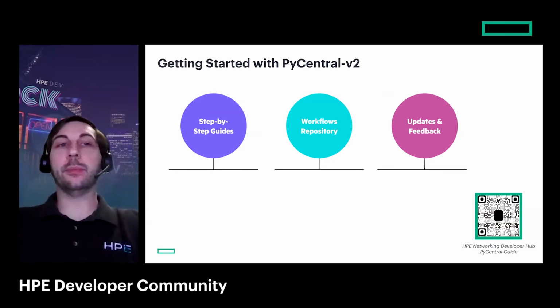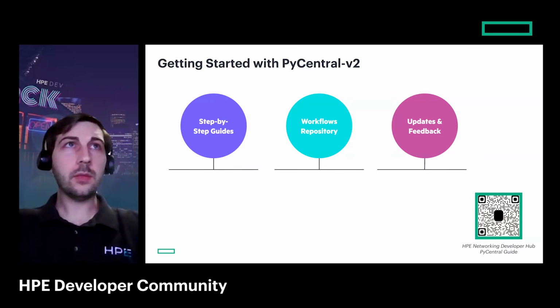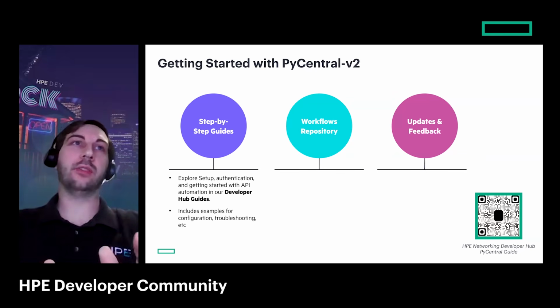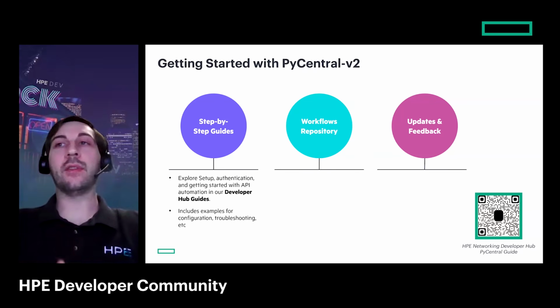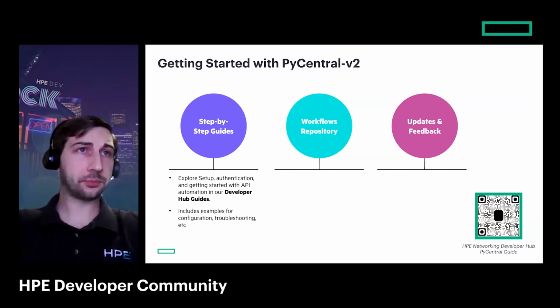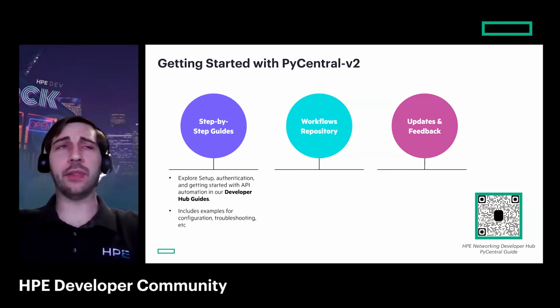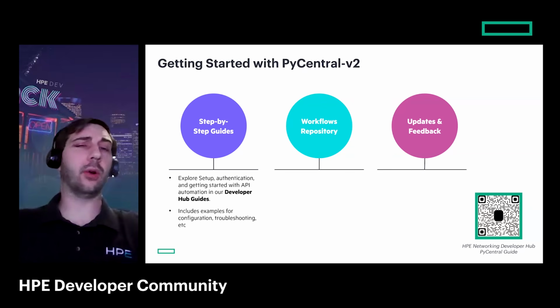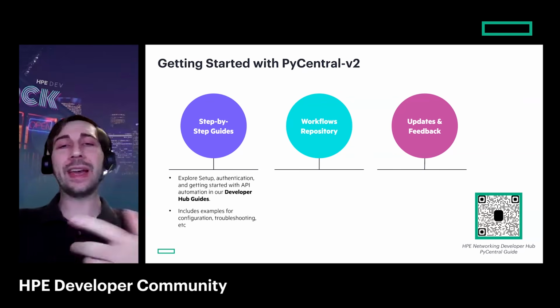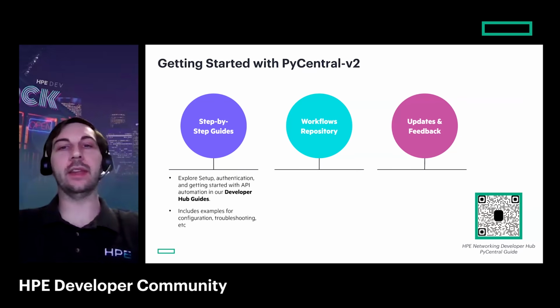So that's all great, that's all good, but how do we actually get started with PyCentral? So first up, we have a plethora of step-by-step guides. We do have a link to our developer hub and specifically our PyCentral Getting Started guide in the bottom right on the barcode. If you want to take a look at that, it's going to allow you to explore tons of different guides, everything from setup, authentication, to getting started making your very own API automation calls in those guides. We even have examples for configuration and troubleshooting, etc. These are some of the demos that we're also going to go over today. So you can kind of get a taste of what we have to offer, and then if you want full in-depth guides, those are available there.